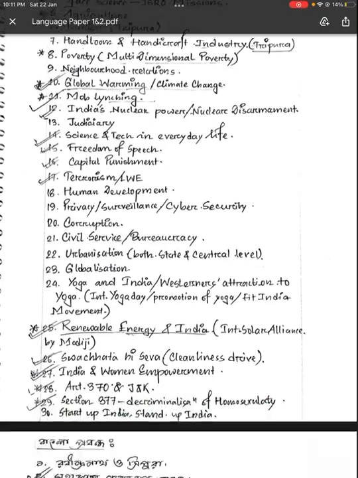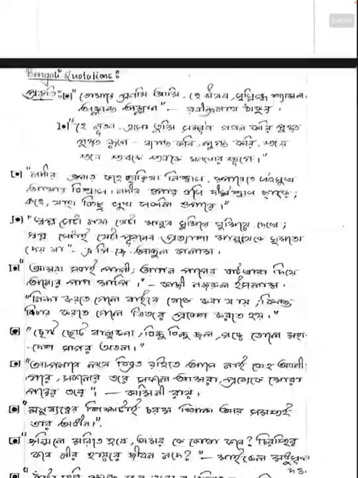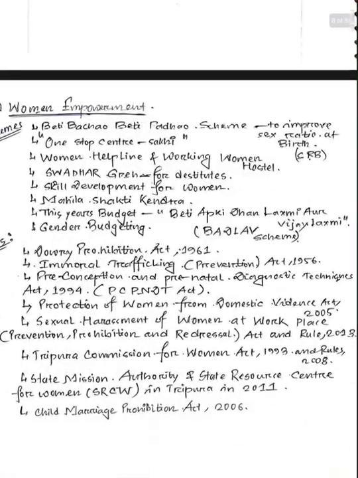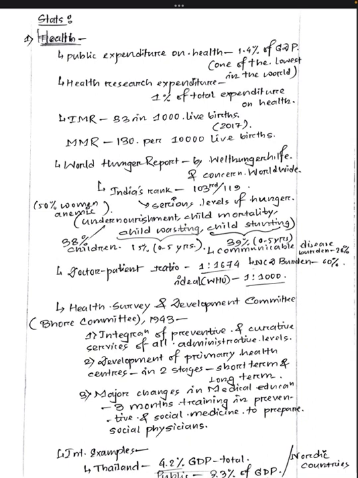Let's go for another example, like health. Health sector. These were the statistics for health. Public expenditure on health, 1.4% of GDP. Then health research expenditure, 1% of the total expenditure on health. So if anything comes from health, I can use these statistics and figures.